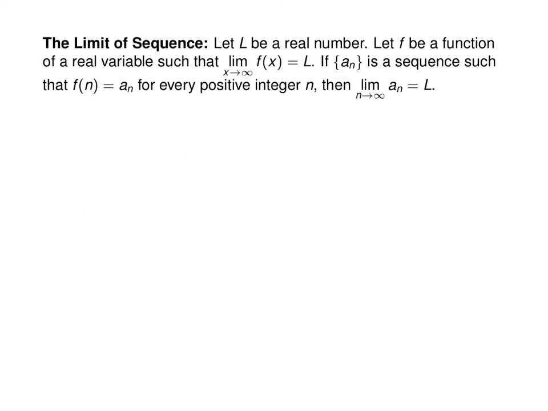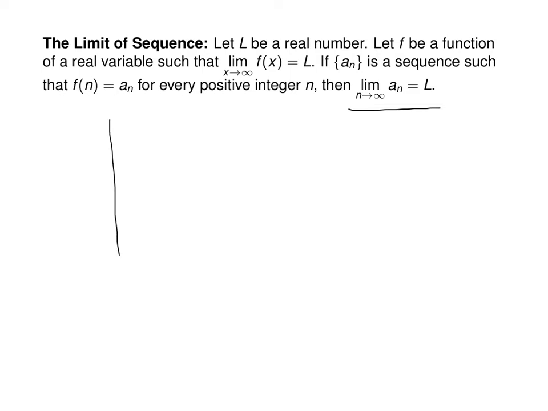Now, the first theorem we have to find limits of sequences is this. Suppose L is a real number, and f is a function of a real variable such that the limit as x goes to infinity of the function is equal to L. Now, if we have a sequence such that f of n equals a sub n for every positive integer, then the limit of the sequence is also L.